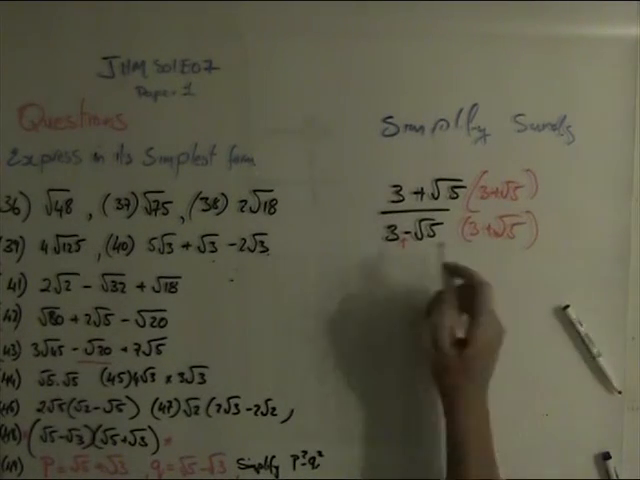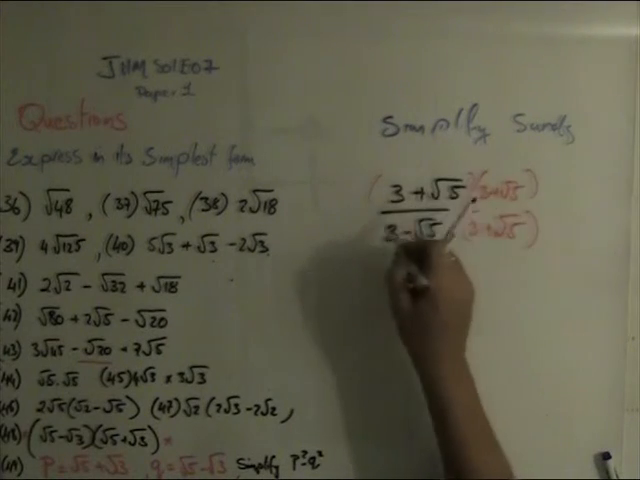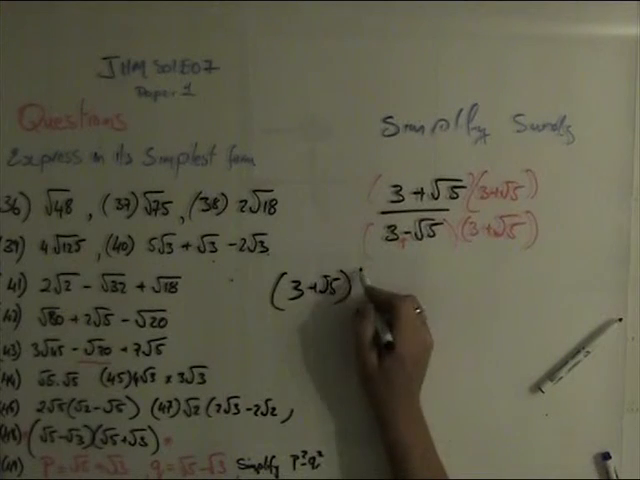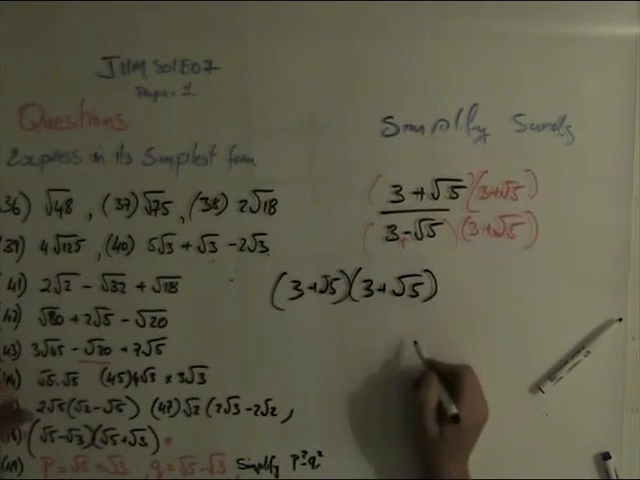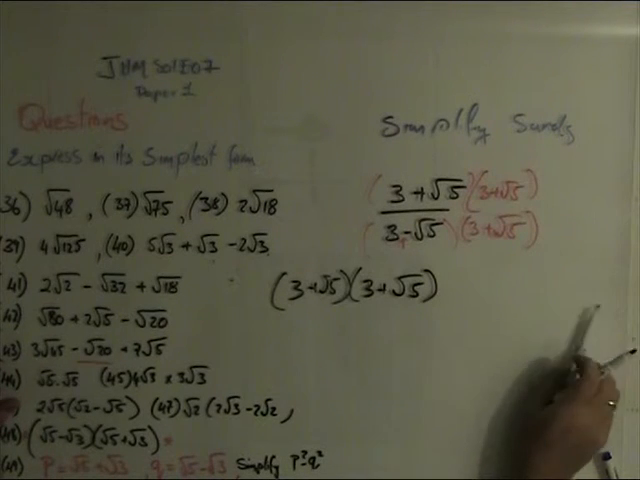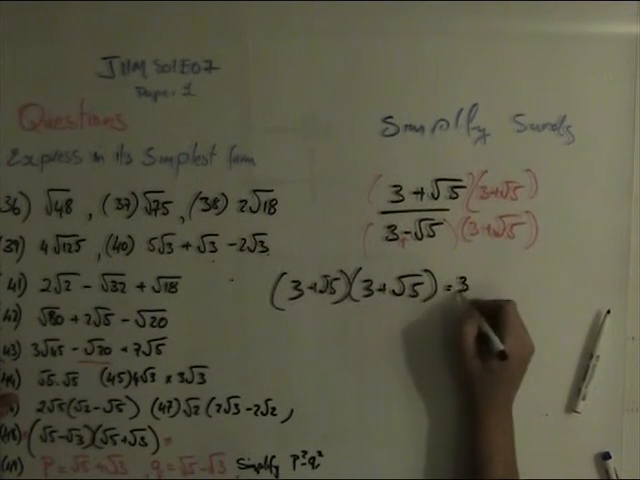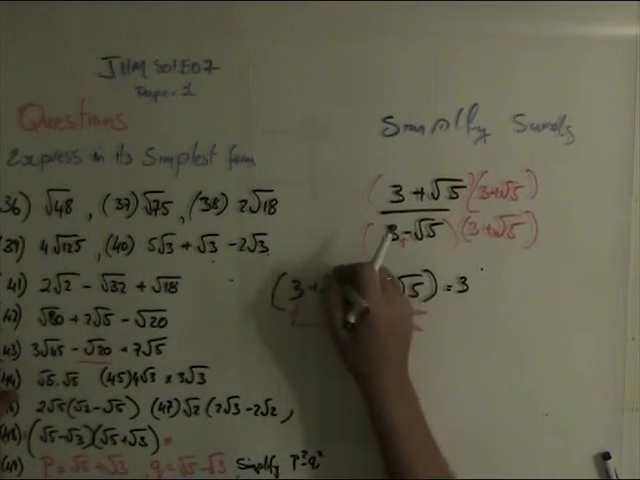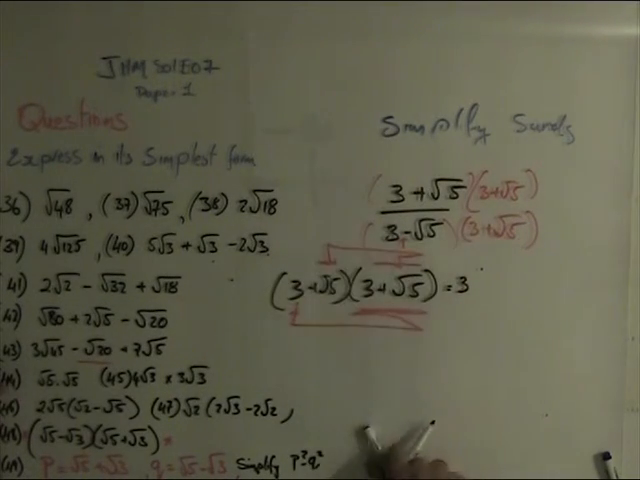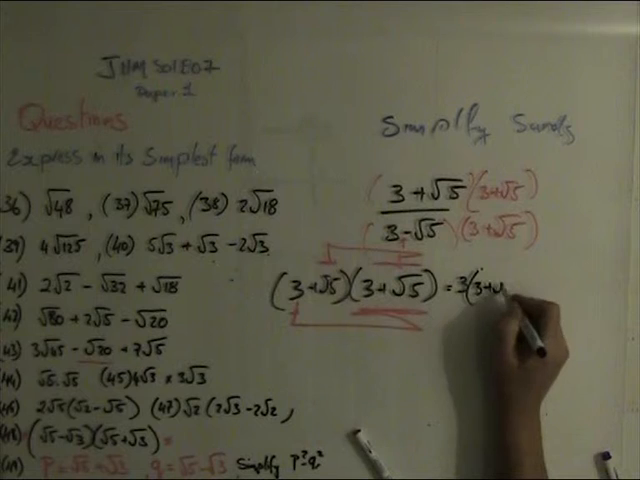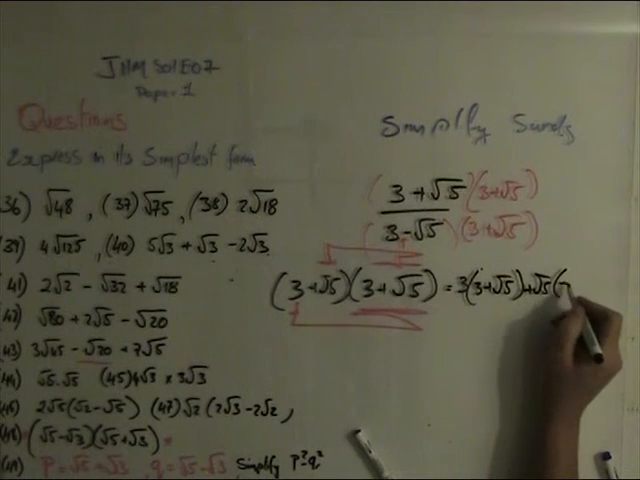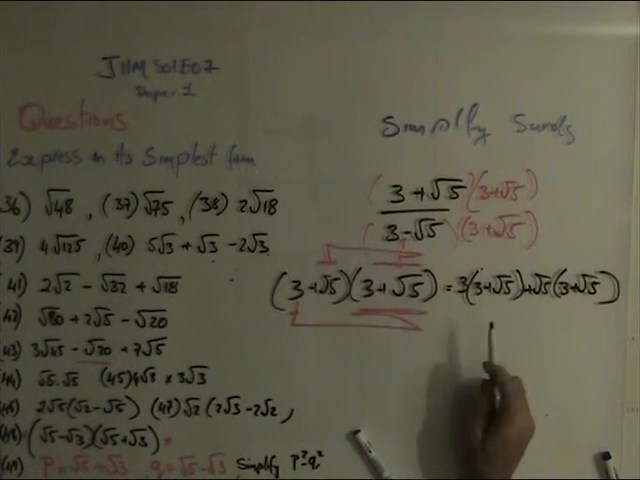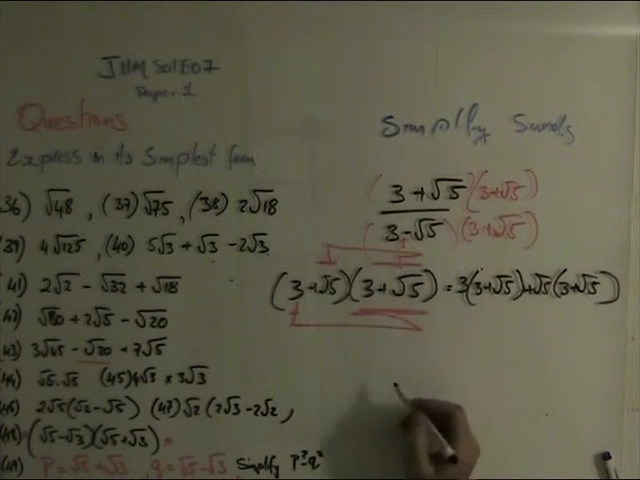Then I go ahead and multiply this. These are in brackets, so we're multiplying them all out, and I end up with 3 plus root 5 by 3 plus root 5. I multiply that out: 3 times all of this, and root 5 times all of this. So you've got 3 by 3 plus root 5, plus root 5 by 3 plus root 5. So I multiply them out, and I do the bottom line as well.